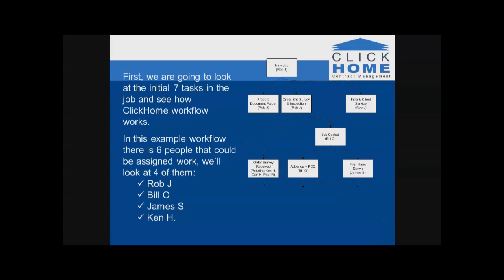So you can see underneath the task name, new job, there's a brackets there which dictates who would be doing that task or what type of person would be doing that task. So you can see Rob J is assigned to that task, new job, order, site survey and inspection, intro and prepare document. But down here you can see Bill O is assigned to job costing. Now these don't actually have to be people's names, it could be a role code, but I'll introduce the notion of the role code a bit later.